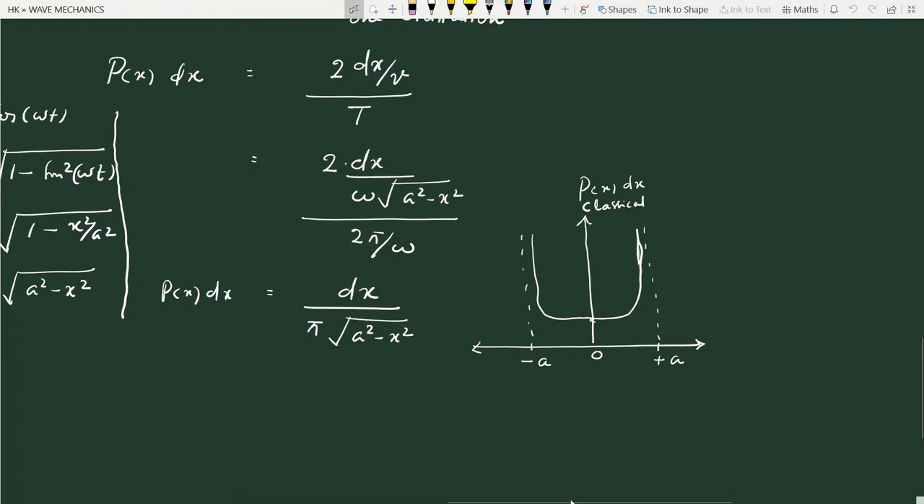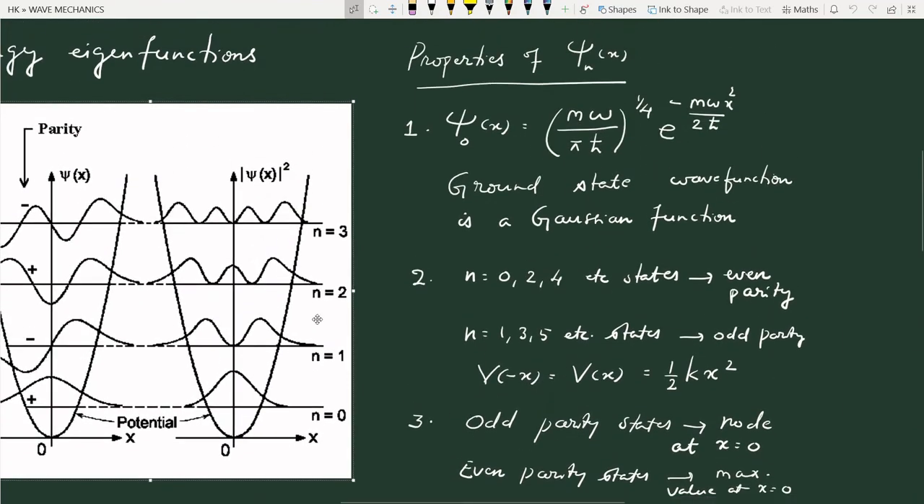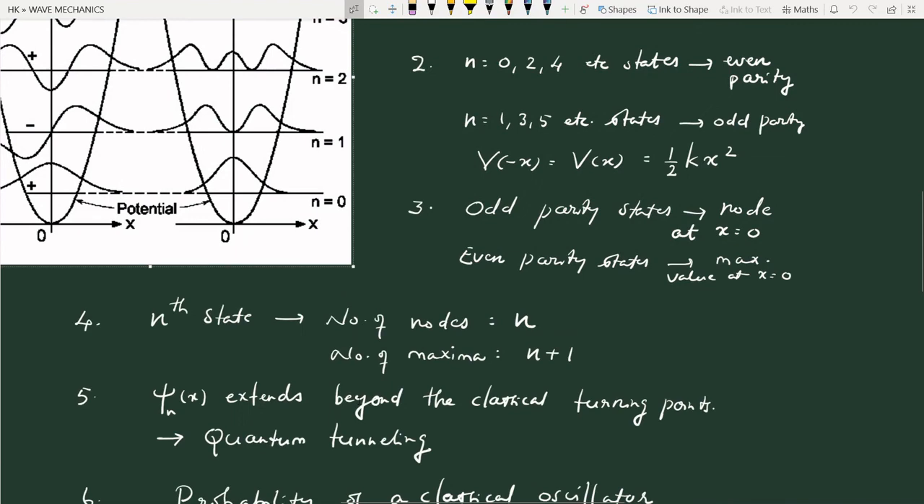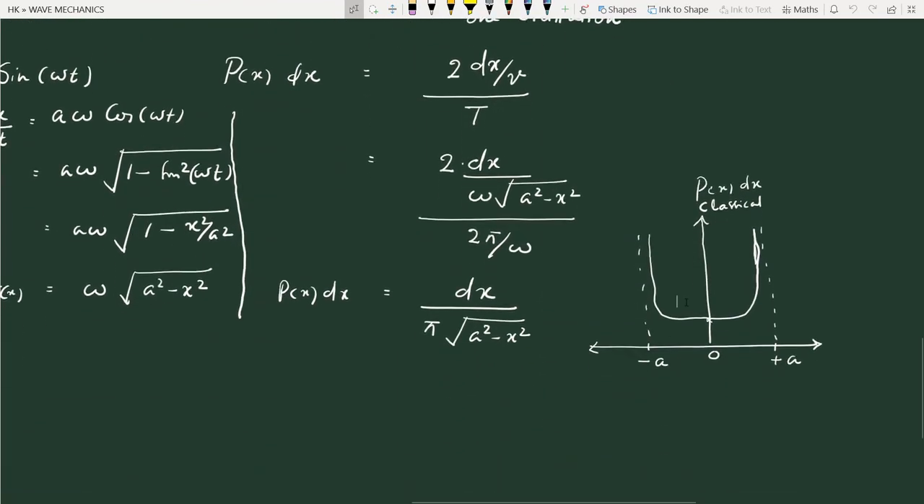Let us compare with that of a quantum oscillator. We have already plotted here the probability densities. Look at the n equal to 0 state. The probability density is maximum at the mean position, and it goes to a small minimum at the extreme positions. It goes to very small values at the extreme positions, and it extends beyond the classical turning points. But see the contrast: it is maximum at the mean position, and it decreases towards the extreme positions. It's exactly opposite to the probability density of a classical oscillator that we have plotted here.